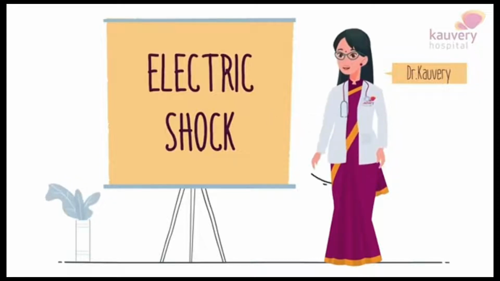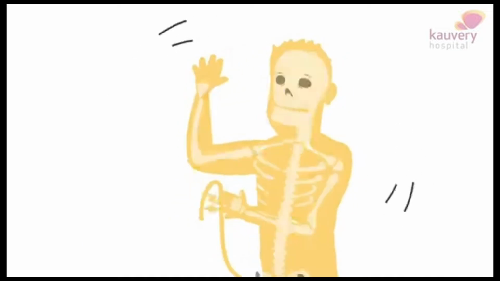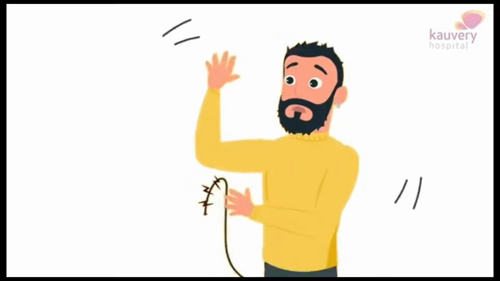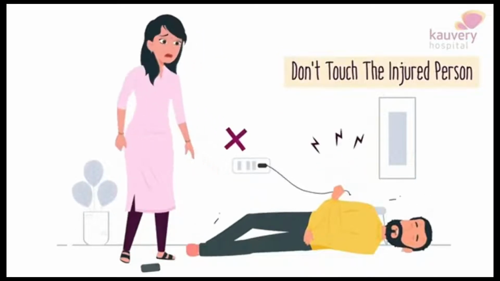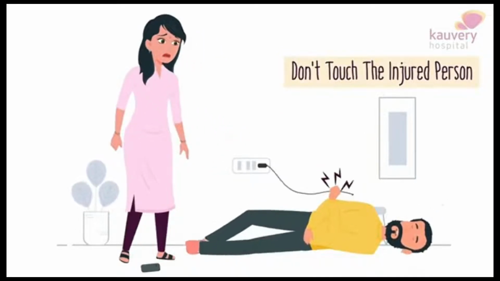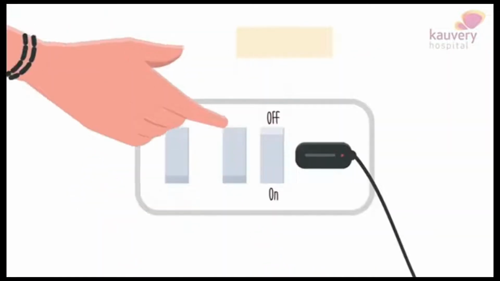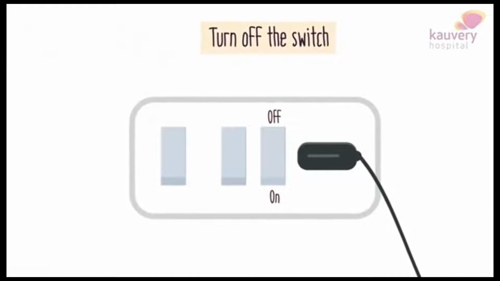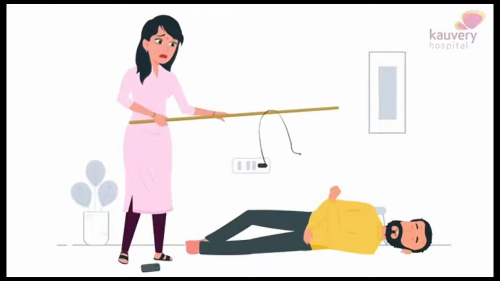An electrical shock may cause burns or internal damage, or can even be fatal. Don't touch the injured person if he or she is still in contact with the current. Take these actions immediately while waiting for medical help. Turn off the source of electricity or move it away using a dry, non-conducting object.